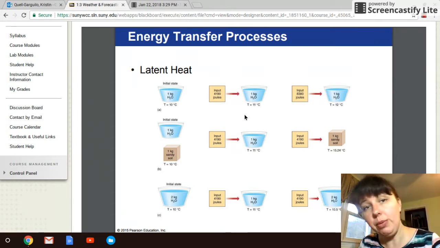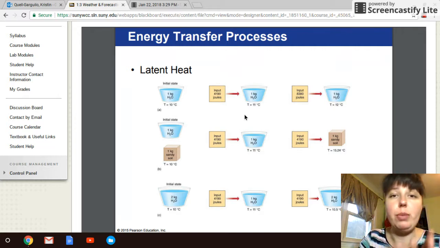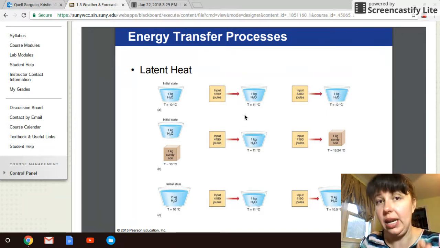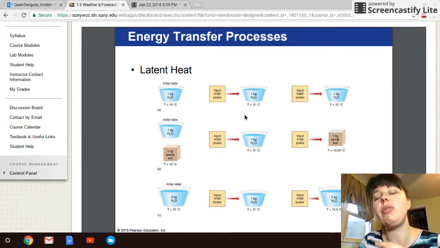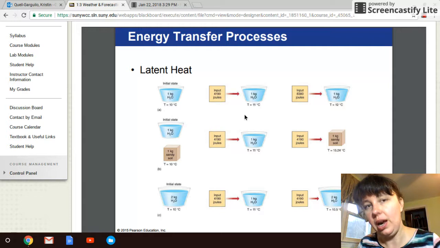Now, to get from liquid all the way up to gas, I will have to absorb energy yet again. So one form of latent heat is to absorb energy. Now, where am I getting that energy from? From all the stuff around that object.